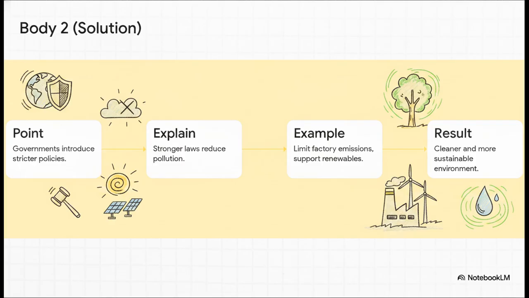Our point: governments should introduce stricter environmental policies. Now we explain it: stronger laws reduce pollution and encourage renewable energy. Next, the example: limit factory emissions and support solar and wind power. And the result: a cleaner and more sustainable environment. This perfectly illustrates how dropping in high-scoring collocations, phrases like stricter environmental policies and renewable energy, will instantly boost your score. Seriously, lock those phrases into your memory.